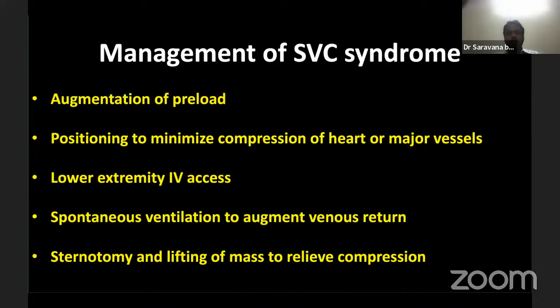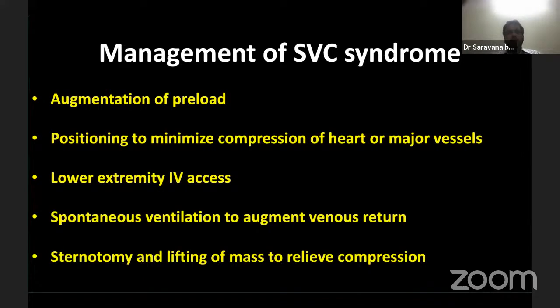are taking up the patient for surgery, you should always go up with the augmentation of the preload, and you have to position the patient in such a way that it will cause less compressive effect on the heart and the major vessels, and always take a lower extremity IV access, and spontaneous ventilation should be maintained so that it will augment the venous return.